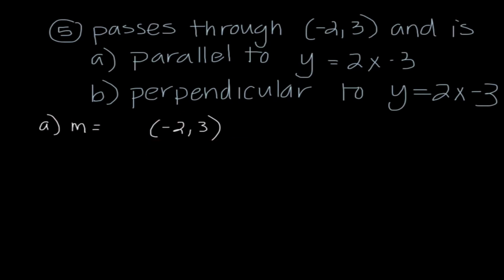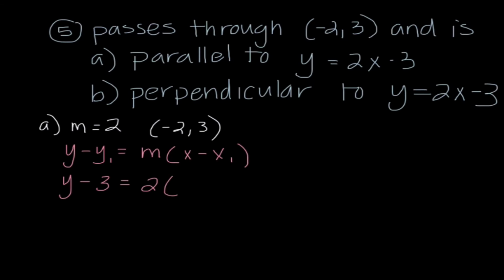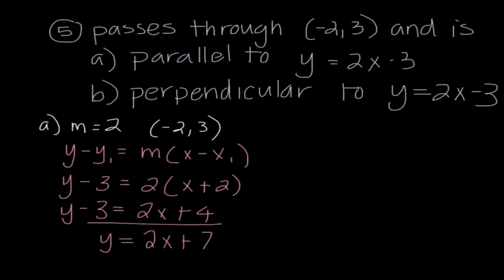I know that this is the ordered pair it's going through, and I'm going to get the slope right here based off of that number. Since it's parallel, we know slopes are the same, so my slope is going to be 2. At this point, this problem is identical to the 2 previous examples. So I'm using point slope form, and I would do y minus 3 equals 2 times x plus 2, because it's minus a negative. When I distribute, I get 2x plus 4. So I have y equals 2x plus 7.